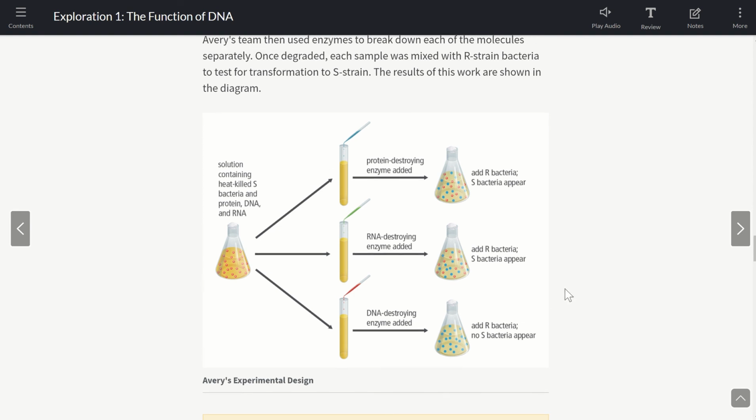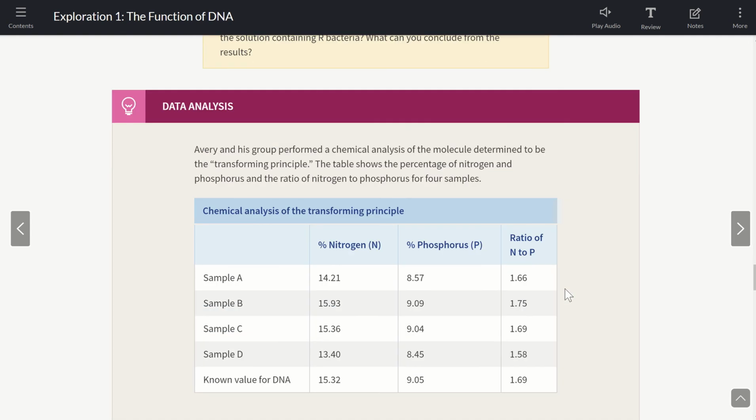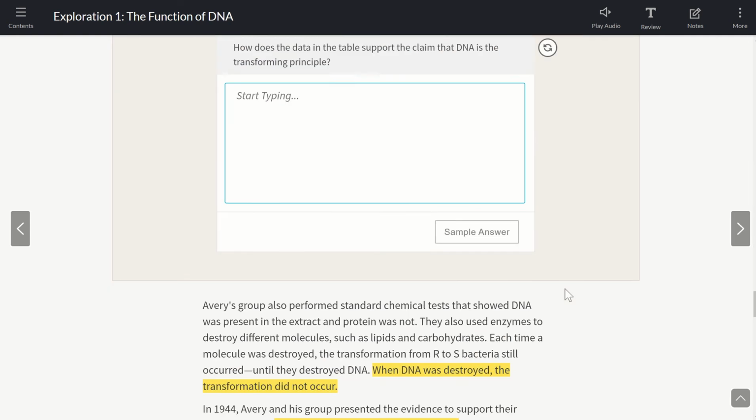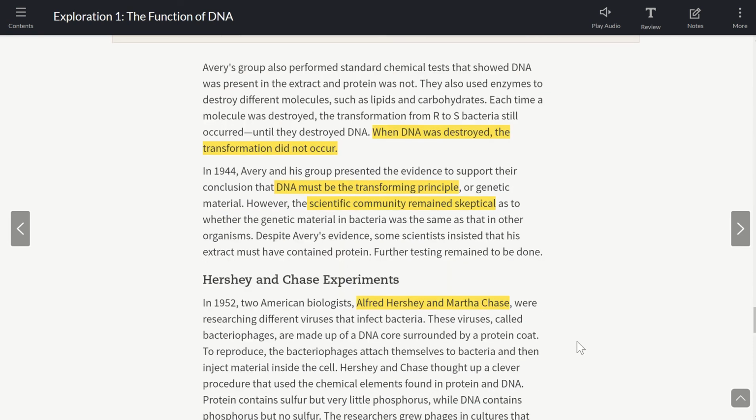But the big problem is no one believed him. People assumed that because Avery's experiment didn't confirm what they had already thought, they just assumed it was wrong. So again, timeline's important. 1944, Avery presents his evidence, shows that DNA has to be the transforming principle, but the scientific community remained skeptical. They didn't believe him. So, further testing had to be done. That brings us to our third group.